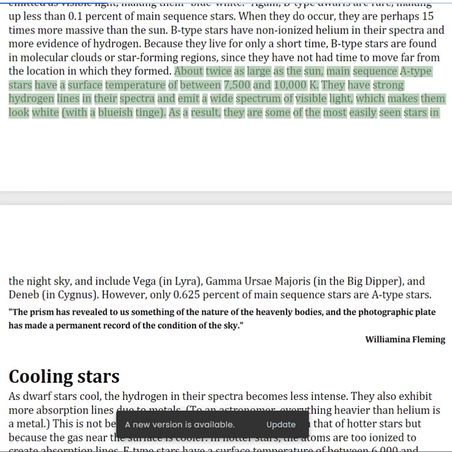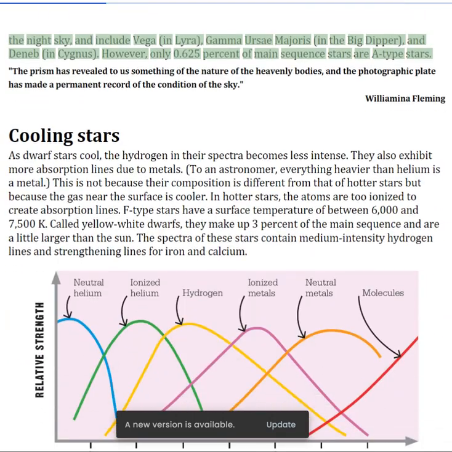About twice as large as the Sun, main sequence A-type stars have a surface temperature of between 7,500 and 10,000 K. They have strong hydrogen lines in their spectra and emit a wide spectrum of visible light, which makes them look white. As a result, they are some of the most easily seen stars in the night sky, and include Vega, Gamma Ursae Majoris, and Deneb. However, only 0.625% of main sequence stars are A-type stars.